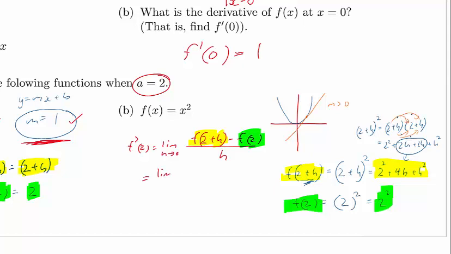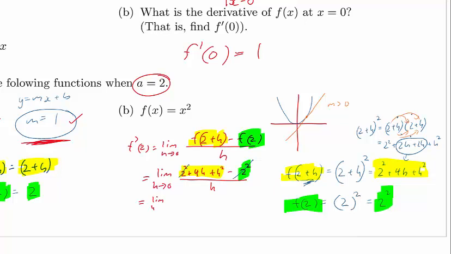Alright, so we'll plug everything in. The limit as h goes to 0. And we have 2 squared plus 4h plus h squared. That's our first term. And then the next term, minus 2 squared. Now note, we got a 2 squared minus 2 squared. So those cancel. And so now we are going to go ahead and rewrite this without those terms.